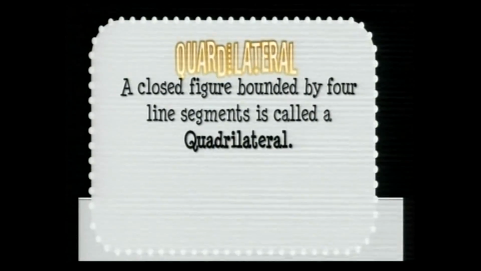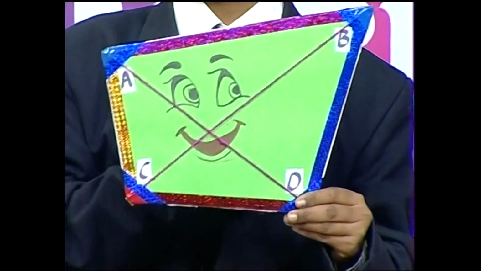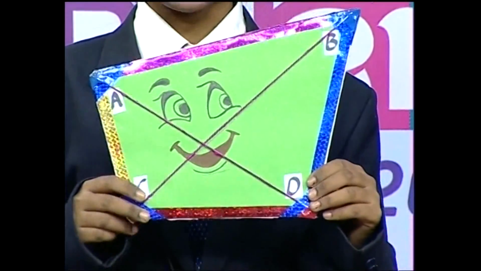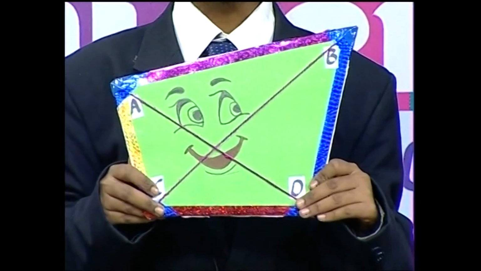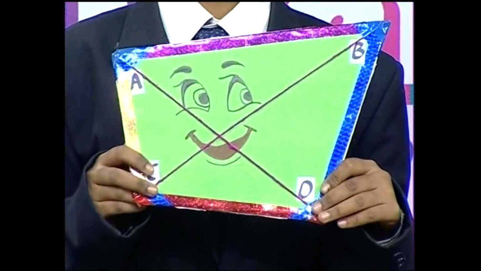So friends, look here. This is the quadrilateral. Here we observe 4 sides of the quadrilateral. The quadrilateral has 4 sides, and we also see 4 angles, 2 diagonals, and 4 vertices in a quadrilateral.